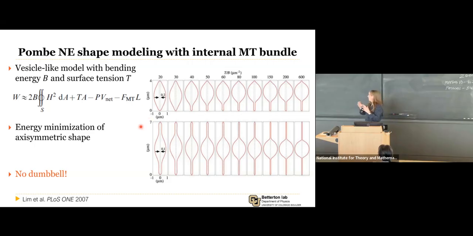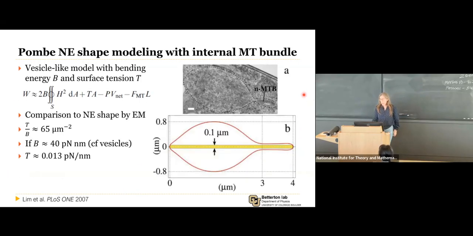And they did energy minimization, assuming an axisymmetric shape. And one of the things they found that got me interested in this problem is that they can get very nice tethers, those long tubes, but no dumbbell comes out of this. And then they even went a step further and compared their model to some electron microscopy that characterized the shape. So this dashed line is showing the shape of the nuclear envelope in an EM section with the presence of one of these microtubule bundles.